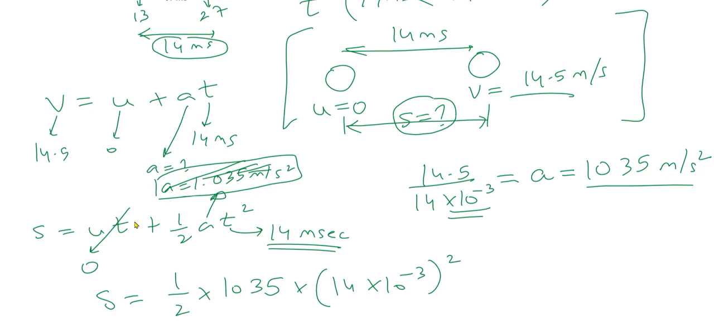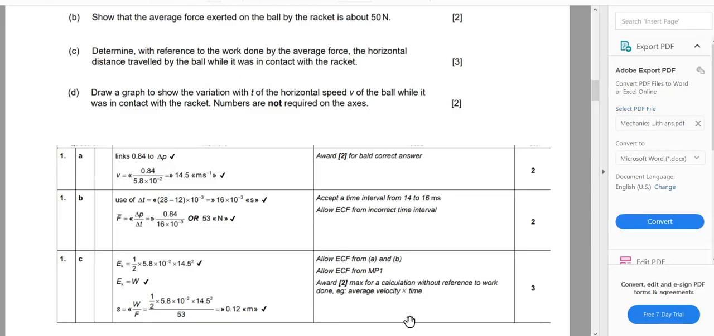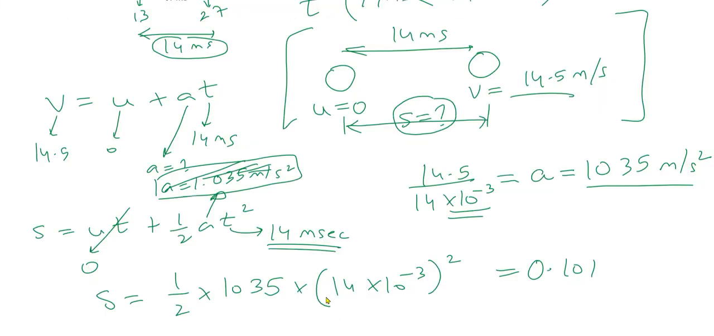So this we need to find. I'm getting the displacement to be 0.101. Yes, sir. And what will be the unit? I don't actually remember the unit for displacement. The displacement is just meters. Distance and displacement have the same unit. So 0.101 meters. Alright, so this is the way we solve this question.